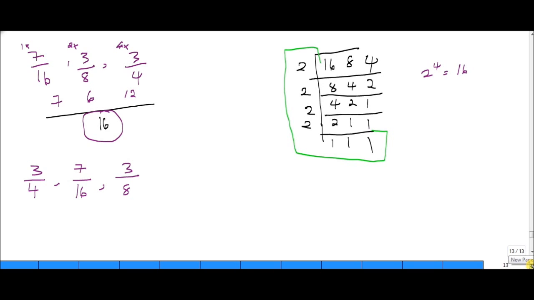Okay, let's do one more from this batch. So number 3 asks us to order 2/3, 3/4, and 7/12. Okay, LCD, lowest common denominator, in this case, let me get a straighter line, would be 12.